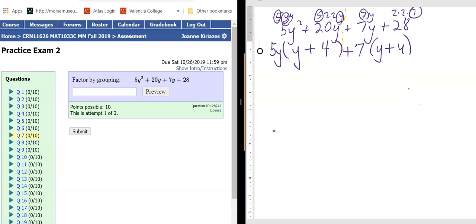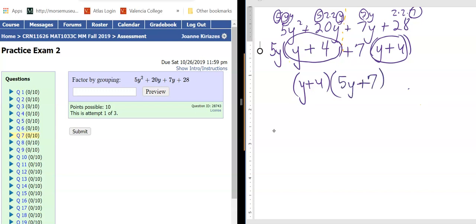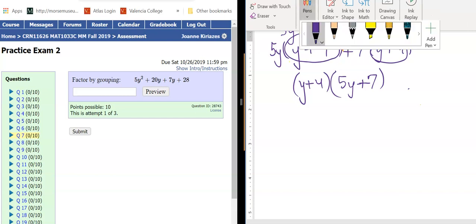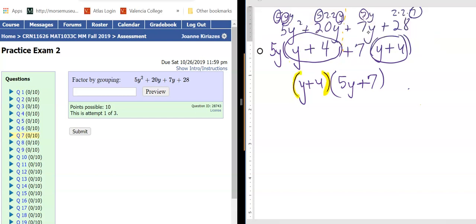Now I reunite the 2 problems. Now the greatest common factor is y plus 4. So we write that in the front. And then whatever's left over, we write inside the parentheses next to it. Now, here's a warning on the test. If you do not put parentheses around the front factor, it's going to mark it wrong, okay? Because it needs to know that you know that the whole thing is a factor, and it's not y plus the quantity 4 times the quantity 5y plus 7. So please remember to put these parentheses around that front factor when you put it into iMathAS.